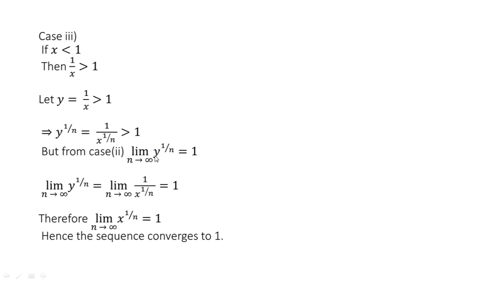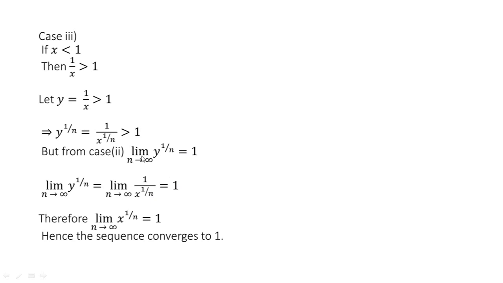Now when y is greater than 1, when the base is greater than 1, we already know the limit of this value. By the second case, the limit of this type of sequence, y to the power of 1 by n, is 1. When the base is greater than 1, definitely base to the power of 1 by n has the limit value 1 by the second case. Now the limit of y to the power of 1 by n as n tends to infinity is equal to the limit of, but y is 1 by x, (1 by x) to the power of 1 by n, which is 1 divided by x to the power of 1 by n, which will be 1.